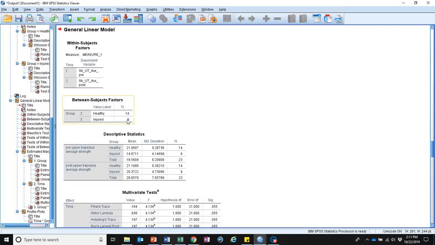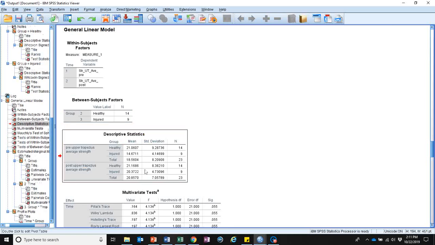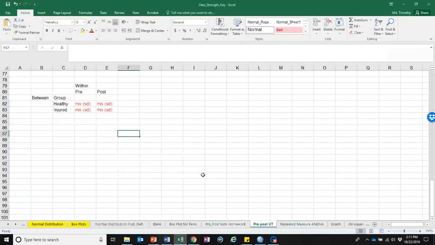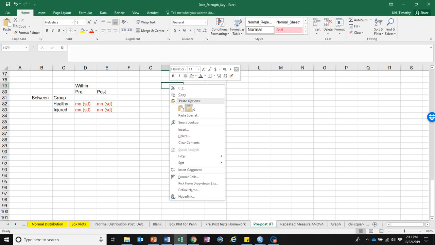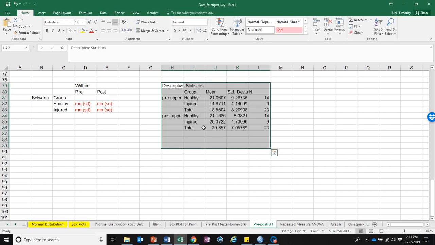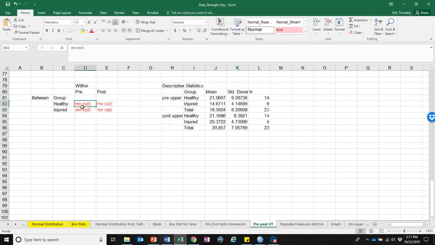So we have our 14 and 9 subjects. We have our descriptive statistics. And if you go back, without even looking at the p-values and stuff, we just drop this in next to these values and look at what's going on, so I can get a sense of exactly what's going on. So in my healthy group, I've got 21 and a standard deviation of 9. So you can tell I'm not too worried about decimal points. We're just measuring strength here. That's our healthy. The injured group starts at 14.